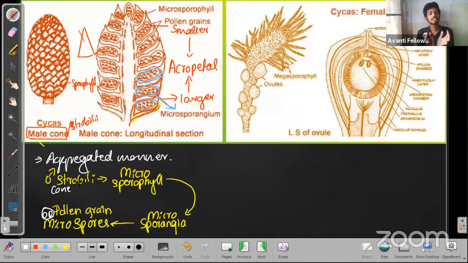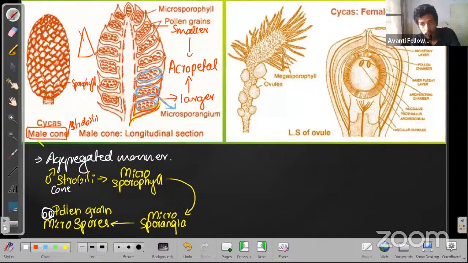This particular cone is an aggregation of the sporophylls or microsporophylls. Each sporophyll contains a sac-like structure which contains the spores. That's what we call microsporangia. That particular sac-like structure again contains the spores or microspores. So these are the actual reproductive structures. We also call them pollen grain.